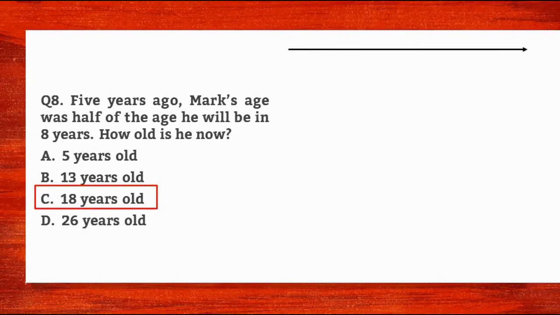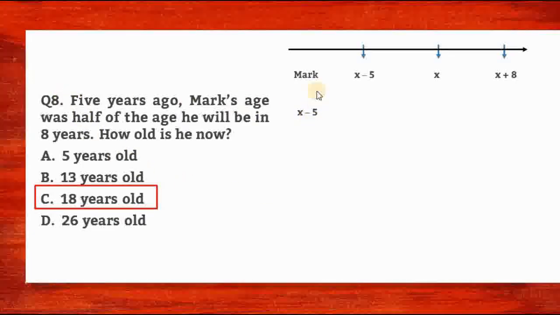So we construct our timeline. There's only one person involved, and that is Mark. Mark's present age is X. The problem mentions Mark's age 5 years ago, so we represent that with X minus 5. And Mark's age in 8 years is X plus 8. So the next step, following the T solution, we set up the equation. And the problem states that 5 years ago, in which Mark's age is X minus 5, is equal to half of Mark's age in 8 years. That's why we get 1/2 quantity x plus 8.